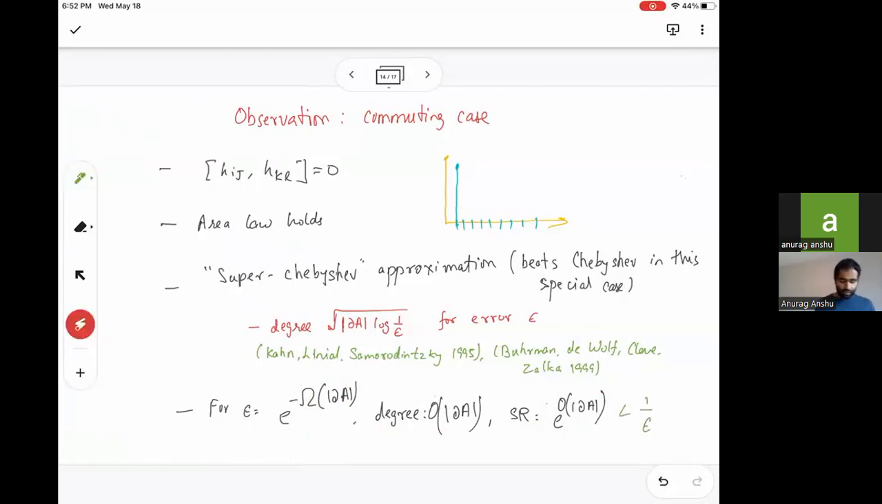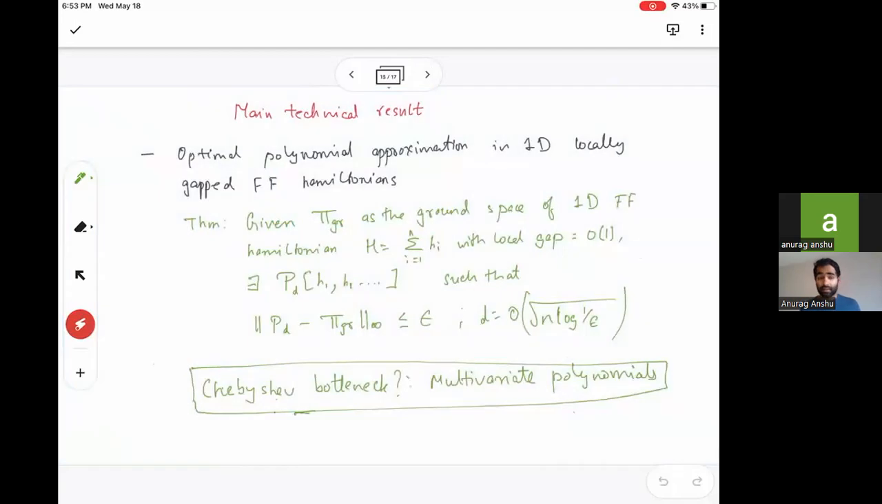Now the issue is that this is great for the commuting case, but we already know the area law for the commuting case, and in the non-commuting case, even under a local gap assumption, this spectrum is simply not true. The spectrum of the Hamiltonian doesn't look like this at all. Despite this, we show, and that's the main technical result, that we can still get such a polynomial approximation that I'll call the optimal polynomial approximation, which I quickly mentioned in one of the early slides. And we show that one-dimensional locally gapped frustration-free Hamiltonians admit an optimal polynomial approximation.